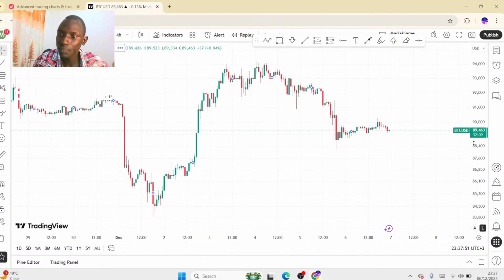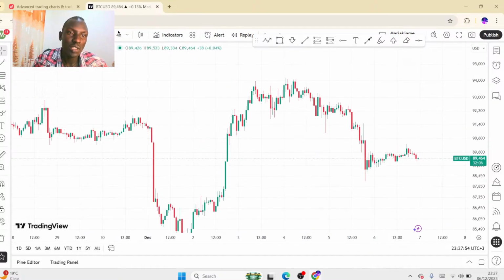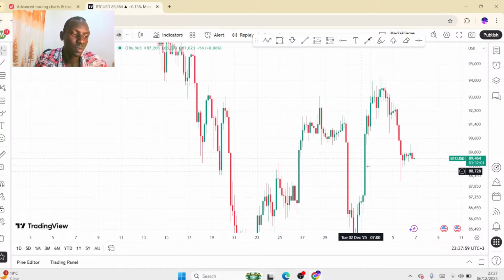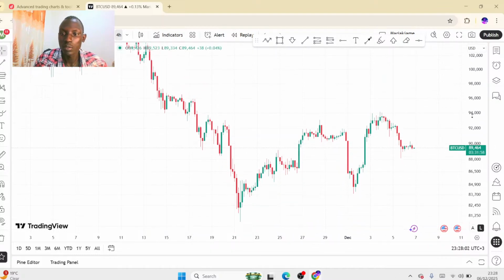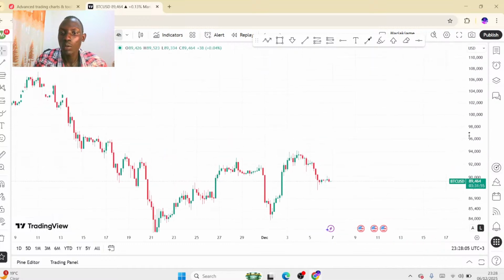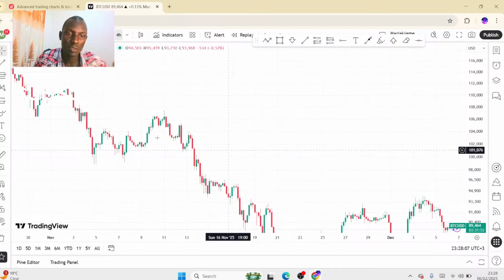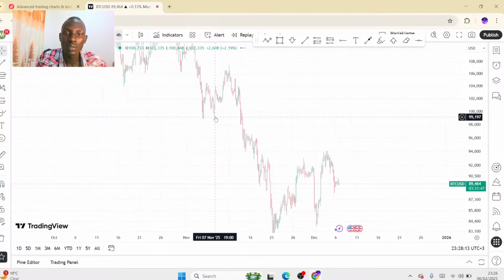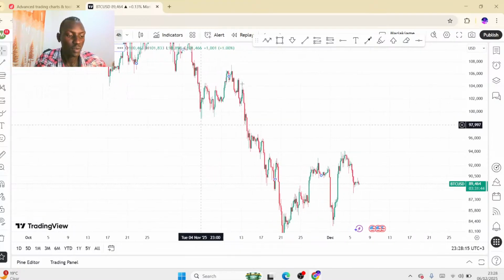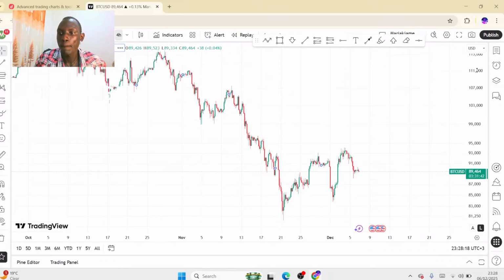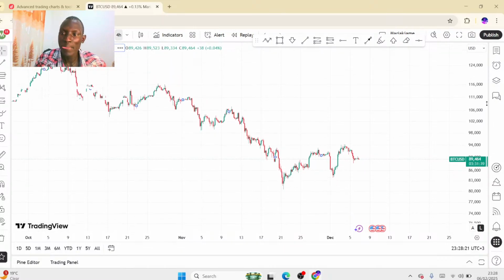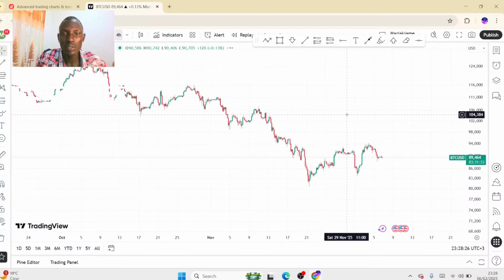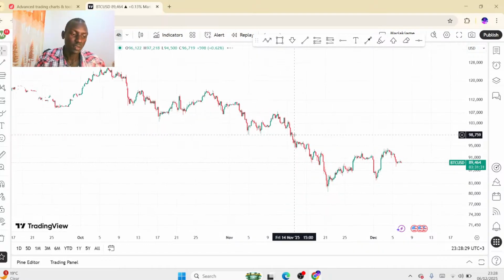This is Bitcoin. So let's try to do something here. I'll just look at 4 hours. All we are seeing is a trend to the downside, guys. So we are able to see this. Our market is trending down to the downside.